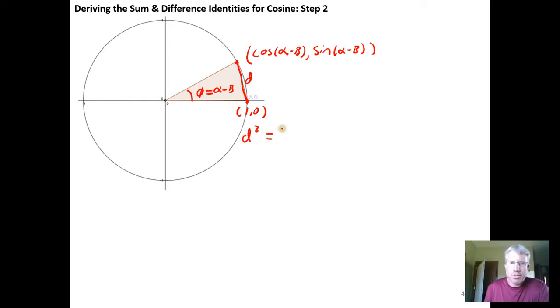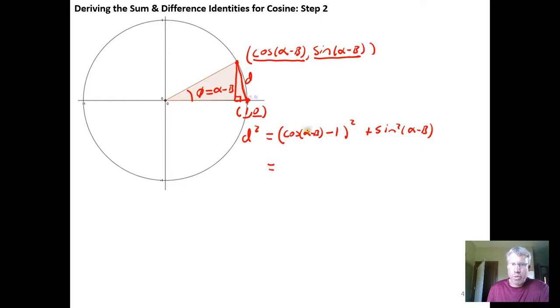And d squared is just going to be the square of the difference between the x coordinates. So cosine alpha minus beta minus 1 plus the difference between the y coordinates, which is going to turn out to be just sine of alpha minus beta because we're subtracting a 0. So the height of our right triangle is just the sine of alpha minus beta. So we're going to square that.